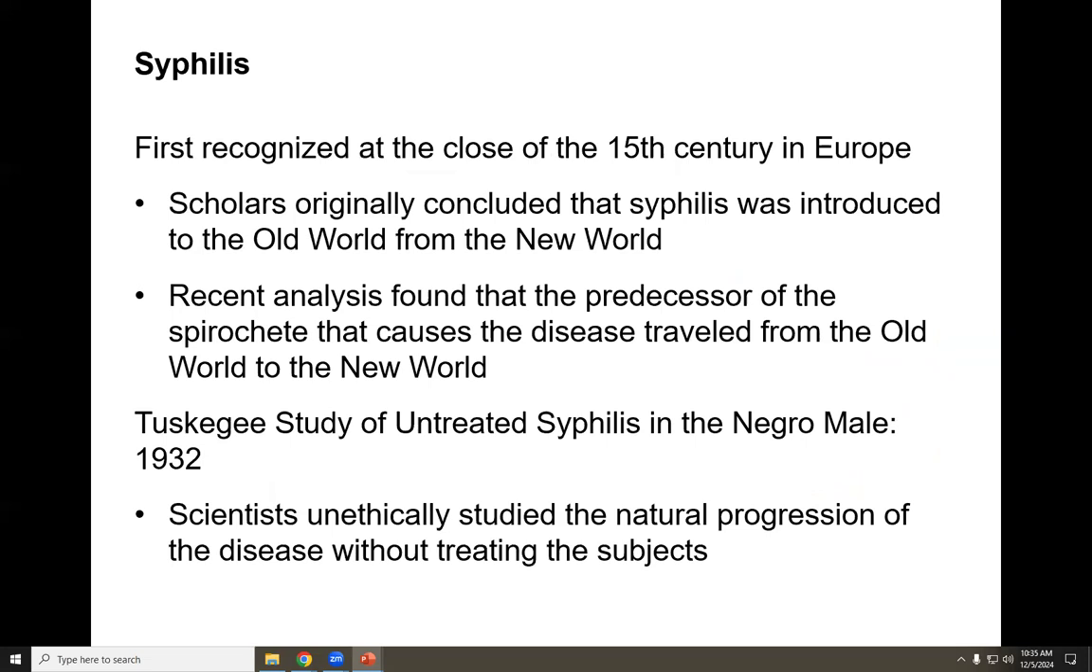Next is syphilis. It's one of the oldest sexually transmitted infections that we can think of. It's definitely an old world disease. In 1932, there was the Tuskegee study of untreated syphilis in the Negro male. That's what it was called.